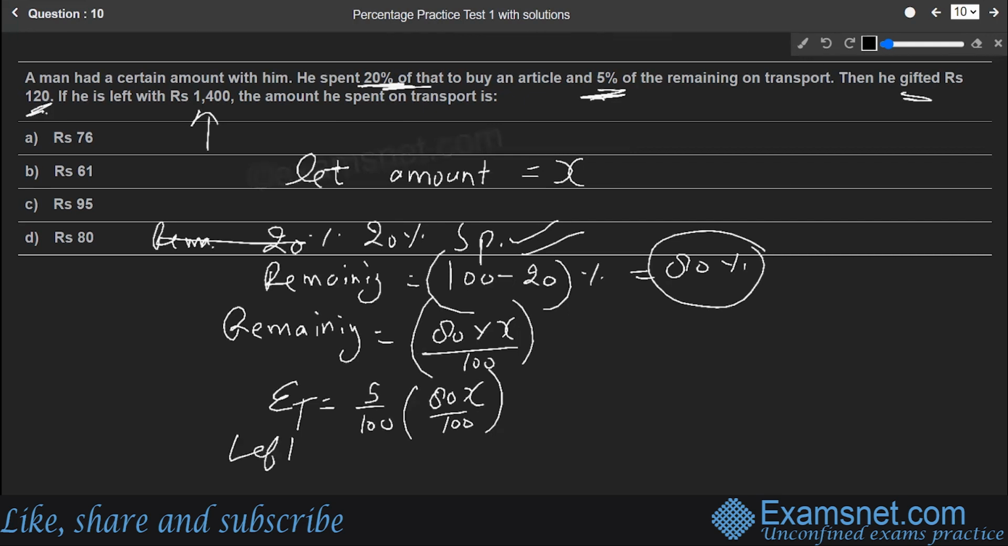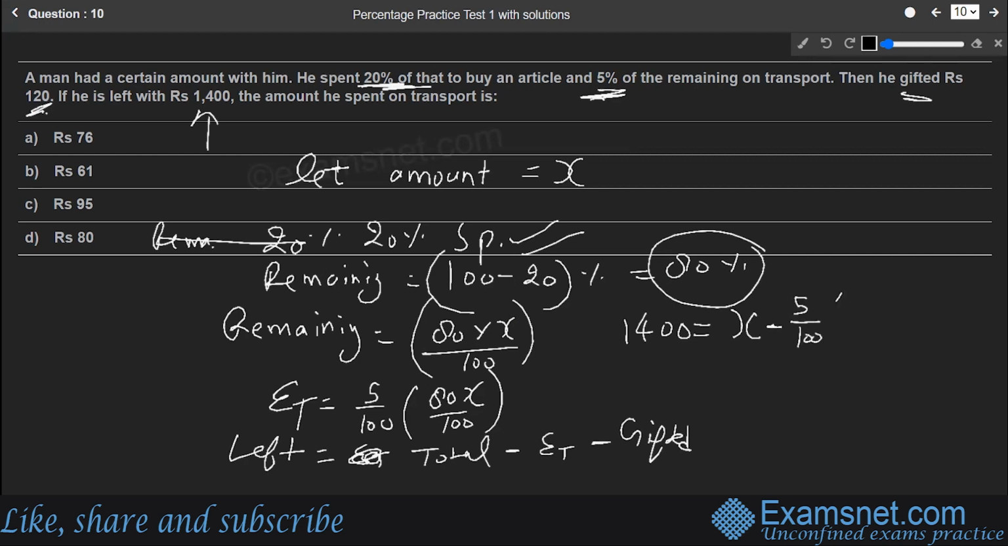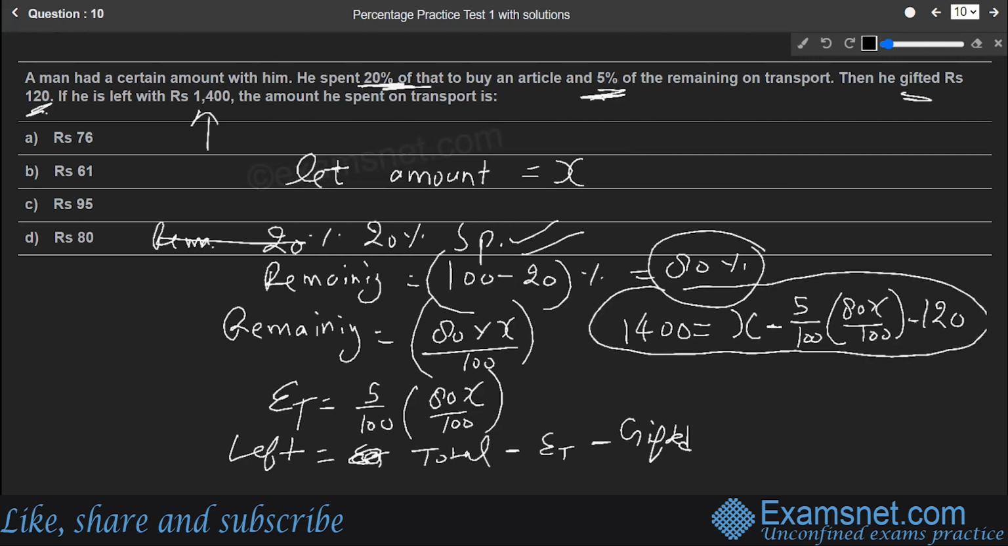Now, including the gift, how much amount has been left? The left amount is always the total amount minus the expenditure on transport and also the gifted value. The left amount with him is 1,400. So we can write 1,400 is equal to total X minus expenditure on transport, which we just calculated as 5 by 100 into 80x upon 100, minus the gifted amount. How much is the gifted amount? Gifted amount is 120. So clearly we need to solve this expression to find our x. Let us quickly do it.